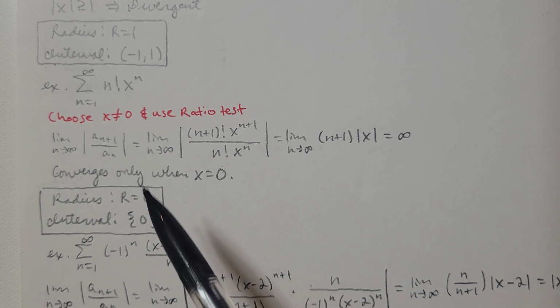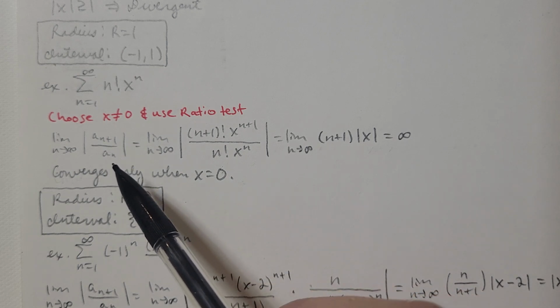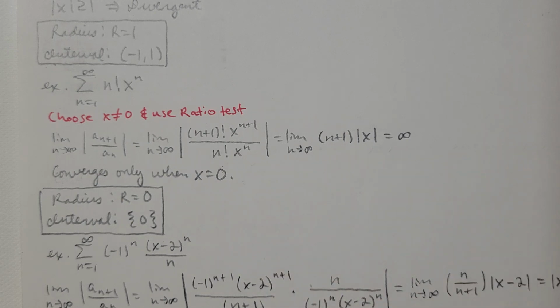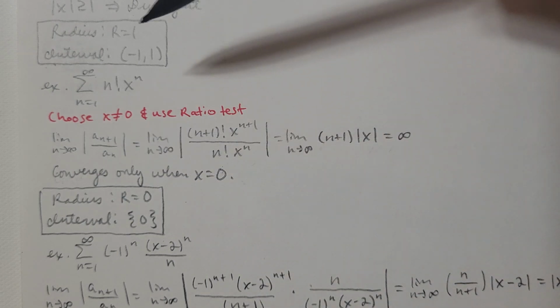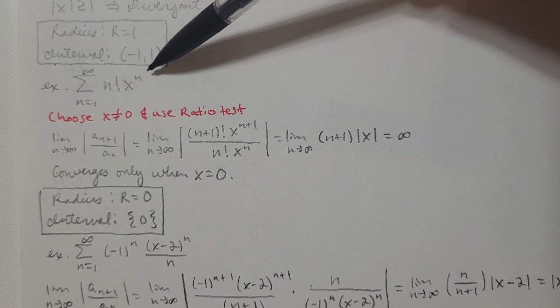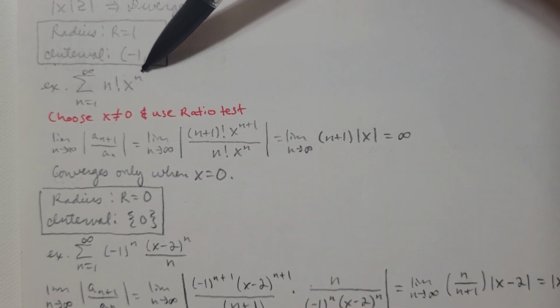So let's use the ratio test. The limit as n approaches infinity of the absolute value of a sub n plus 1 divided by a sub n is equal to the limit as n approaches infinity of a sub n plus 1, that's n plus 1 factorial times x to the n plus 1, divided by a sub n, which is n factorial times x to the n.